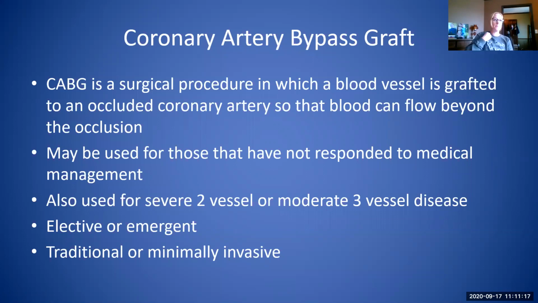Especially if it's multiple vessels, they're more likely going to do the bypass instead of placing like 5 or 6 stents at one time. That would be considered an elective, but the emergent would be they come in with an MI or chest pain, and they do that emergent heart cath, and they see, holy cow, there's a lot going on here, it's too much to do stents for, but we can't wait. We've got to rush this guy to the OR right away and get this corrected. So that would be more your emergent situation.